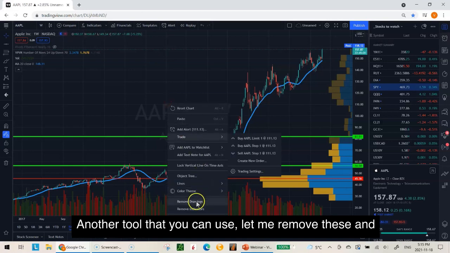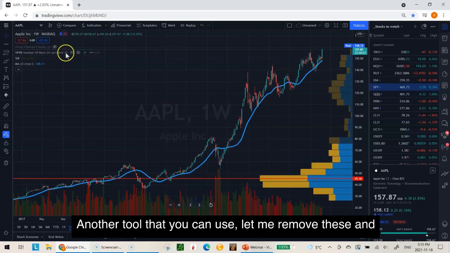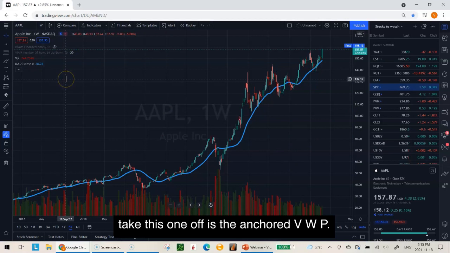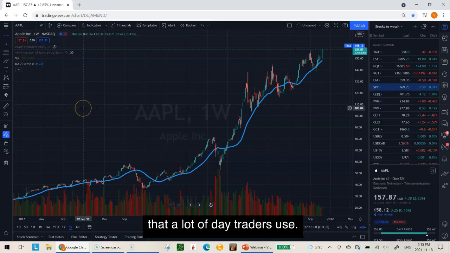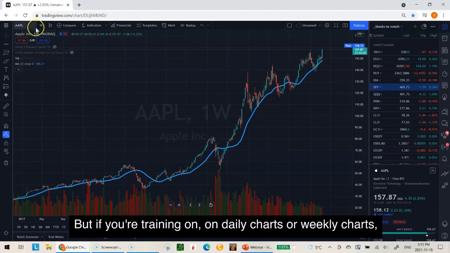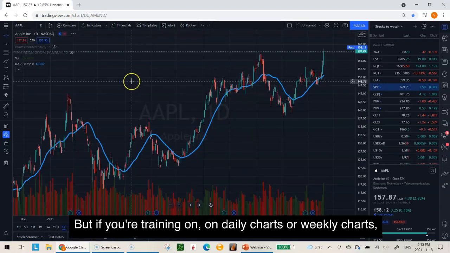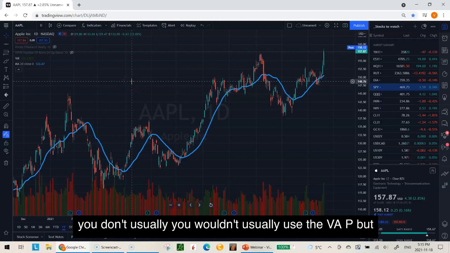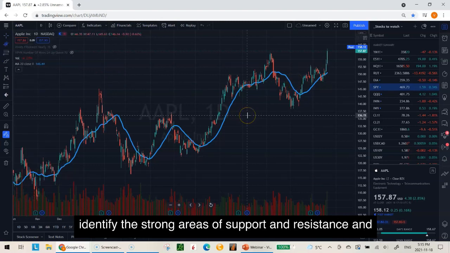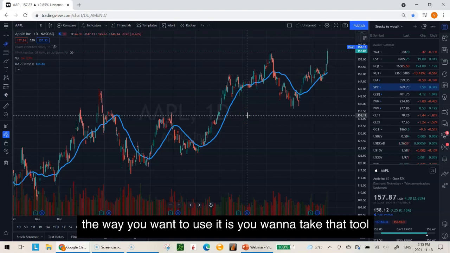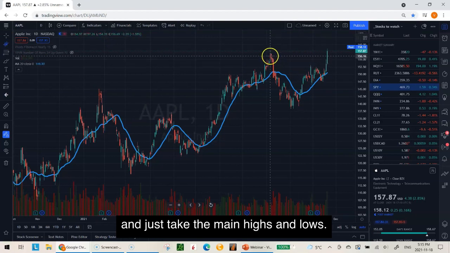Another tool that you can use, let me remove these and take this one off, is the anchored VWAP. Now, a lot of you may have heard about the VWAP tool that a lot of day traders use. But if you're trading on daily charts or weekly charts, you wouldn't usually use the VWAP. But the anchored VWAP tool, you definitely want to use. It helps identify the strong areas of support and resistance.